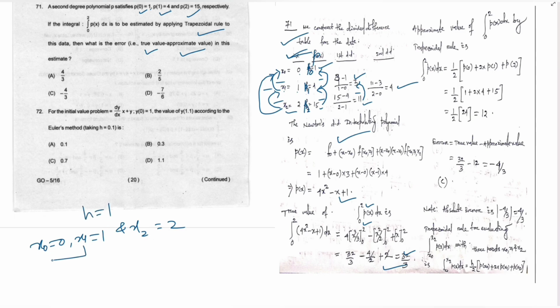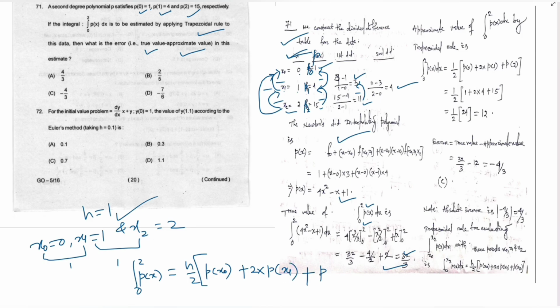You can see x1 minus x0 is 1, also x2 minus x1 is 1. So the step size h is equal to 1. Now using 3 points, the trapezoidal rule basically is given by, here we have 3 points, so we have 2 subintervals. So we can use the composite trapezoidal rule, which is h by 2 into p of x0 plus 2 times p of x1 plus p of x2.